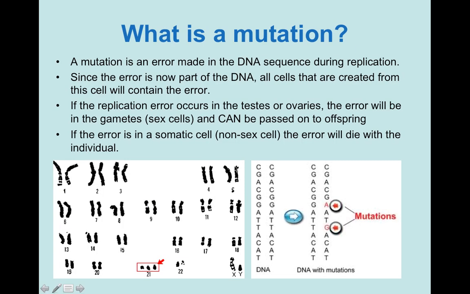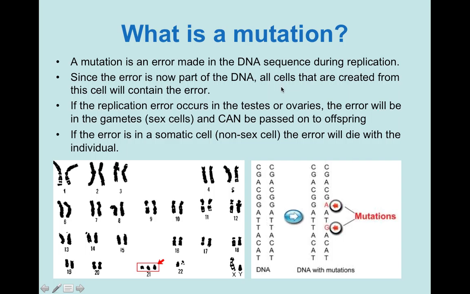Okay, so what is a mutation? A mutation is an error in the DNA sequence that happens during replication. Most of the time, natural mutations happen during replication. We can have other errors that are induced, and we'll talk about that a little bit later. Since the error is now part of your DNA, all cells that are created from this cell will contain the error. And that's the big problem, especially in cancer.